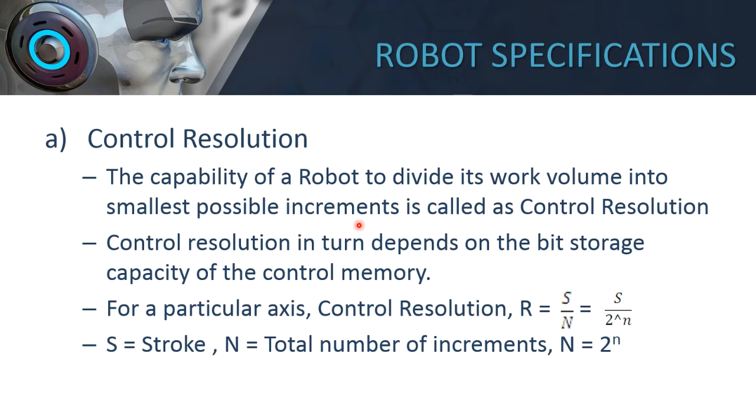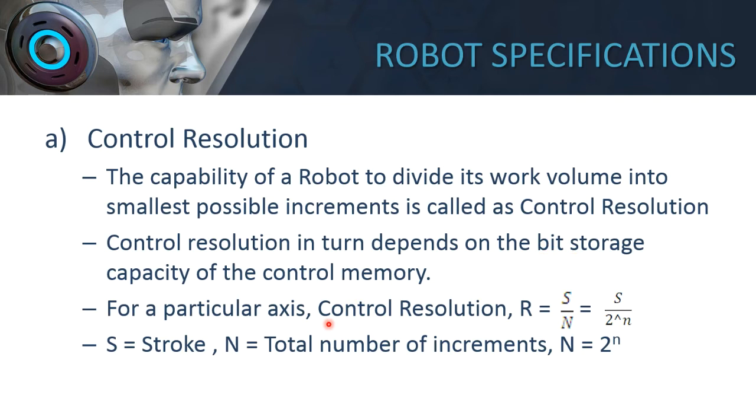But how does it depend on the robot? That depends on the bit storage capacity of the control memory. That is very important. What is the bit storage capacity? Your computer has 32-bit memory or 64-bit memory. That is nothing but the bit storage capacity of the control memory.